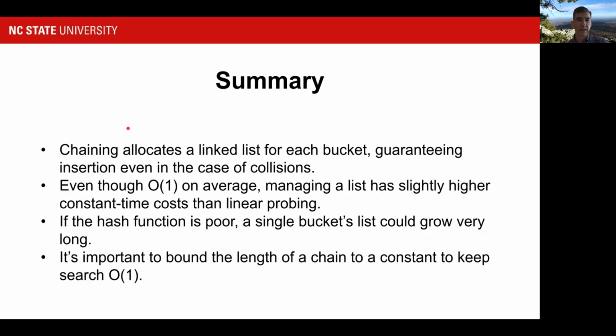Okay, so chaining allocates a linked list for each bucket, guaranteeing insertion even in the case of collisions. And even though it's O(1) on average, managing a list has slightly higher constant time cost than linear probing. Also, if the hash function is poor, a single bucket's list could grow very long. So it's important to bound the length of a chain to a constant to keep search O(1). And the way we're going to deal with fixing it if it does get too long is we're going to resize the hash table, and we're going to talk about how to resize the hash table briefly next.